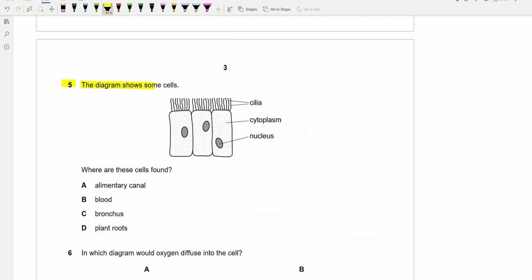Question number 5. The diagram shows some cells: cilia, cytoplasm, nucleus. Where are these cells found? Option A. Alimentary canal. Cilia is not present in the alimentary canal, so option A is wrong. Blood. Cilia is also not present in blood. Option C. Bronchus. Cilia is present in bronchus. Option D. Plant roots, which is wrong. Cilia is not present in plant roots. So the correct option would be option C.